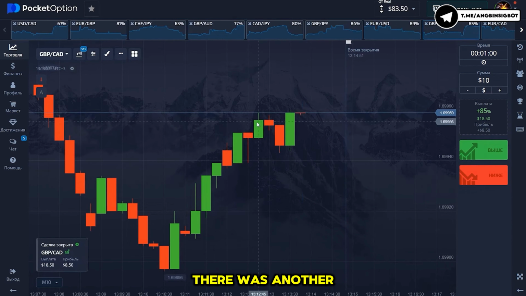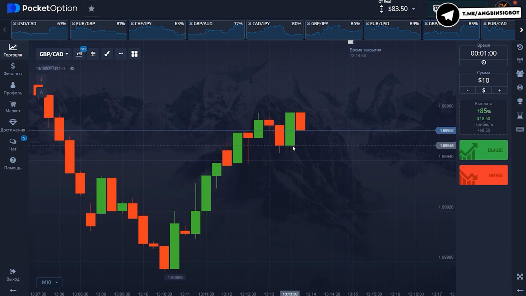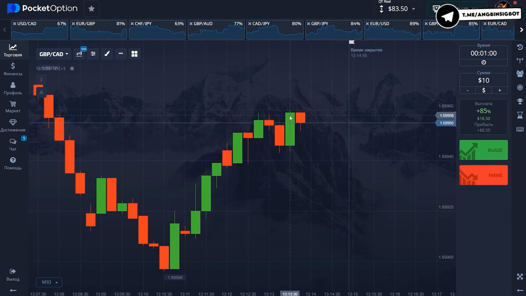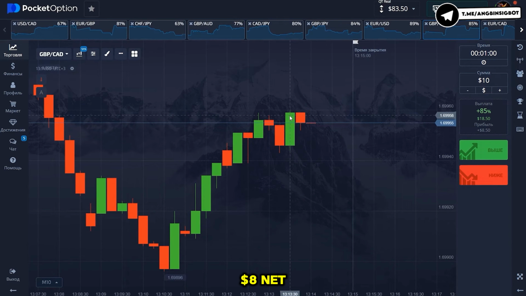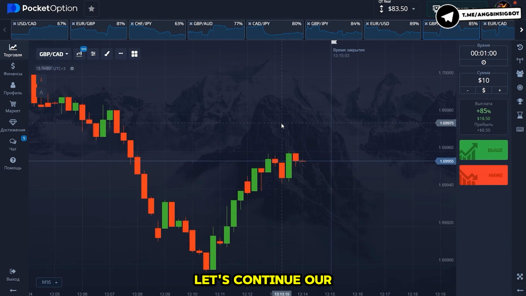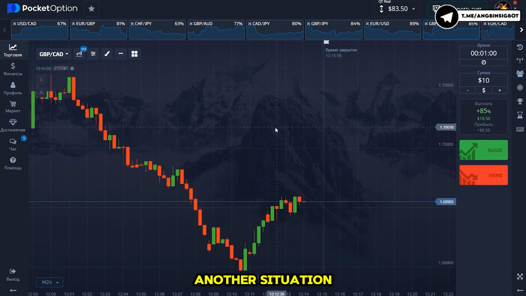During the trade, there was another small price pullback, but the price still shoots up, and we end up with a good profit, plus $18, specifically $8 net. So, let's continue our trading and find another situation.